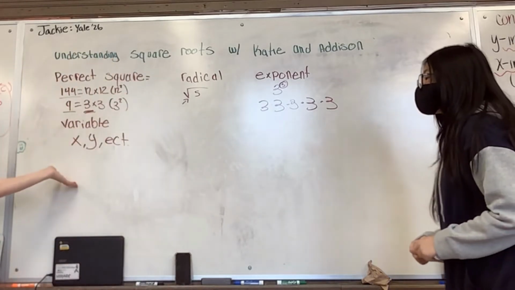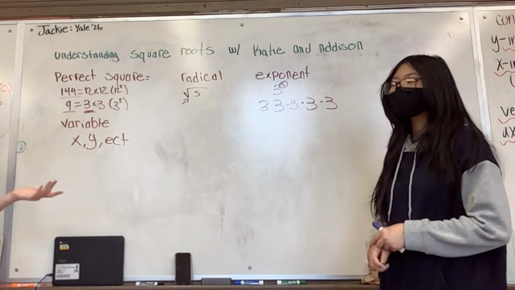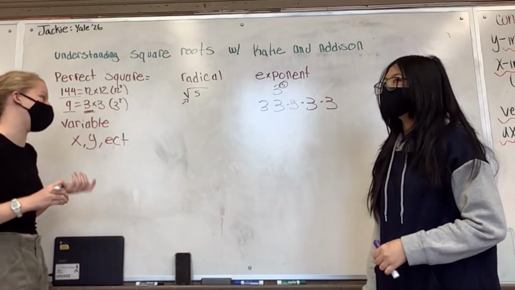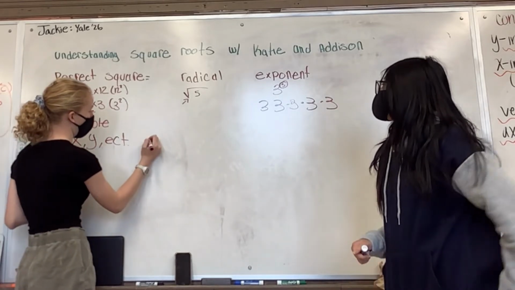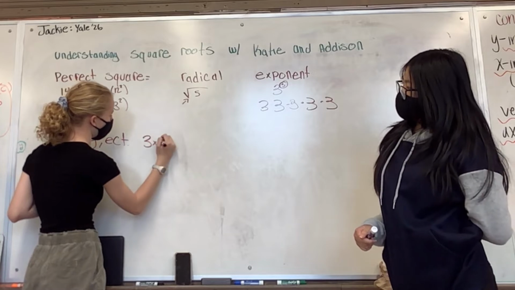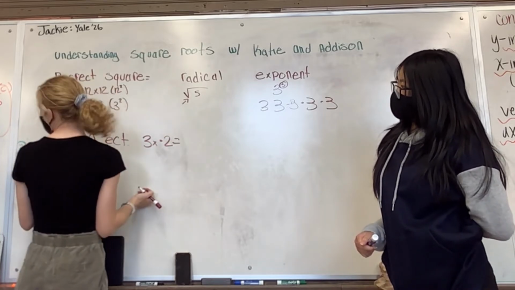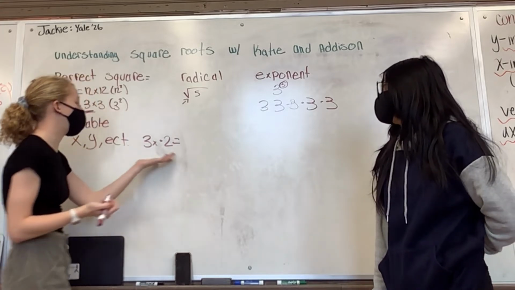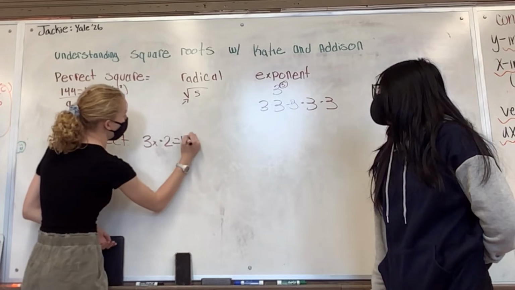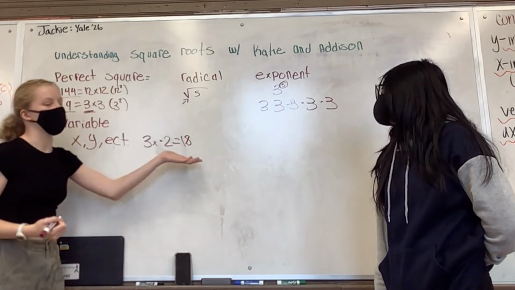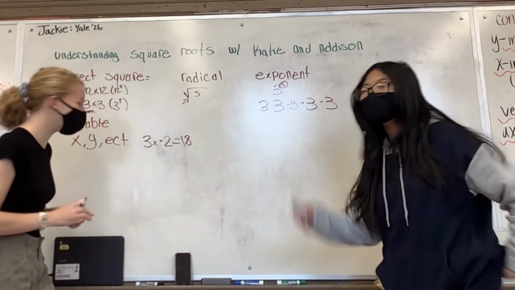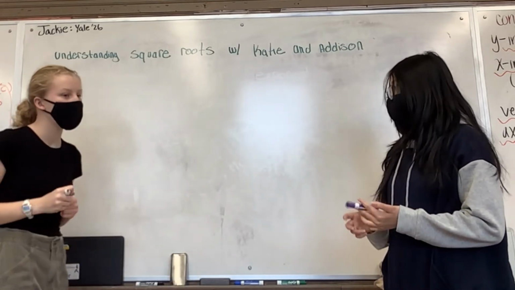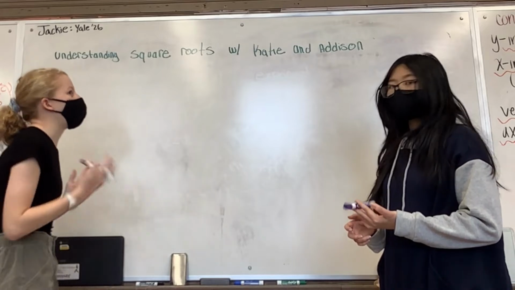And then finally, we have a variable. A variable is basically like the letter in a mathematical sentence. So if we had 3x times 2, it doesn't have a solution, but sometimes there would be a number here like 18, and you would have to figure it out.